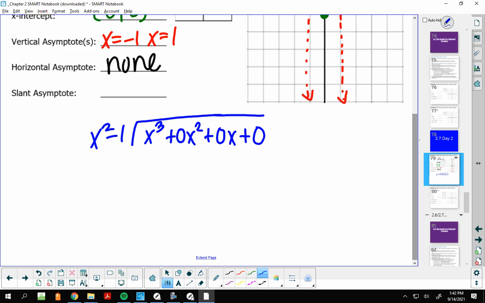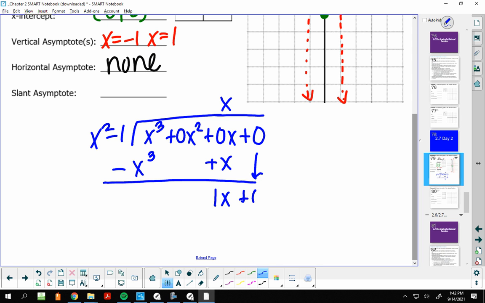So x squared times x will give us x cubed. So that gives us x cubed minus 1x. But we need to change the signs. So that's minus plus, and then we add. 0x cubed, 0x squared, 1x, and we can bring down the 0.